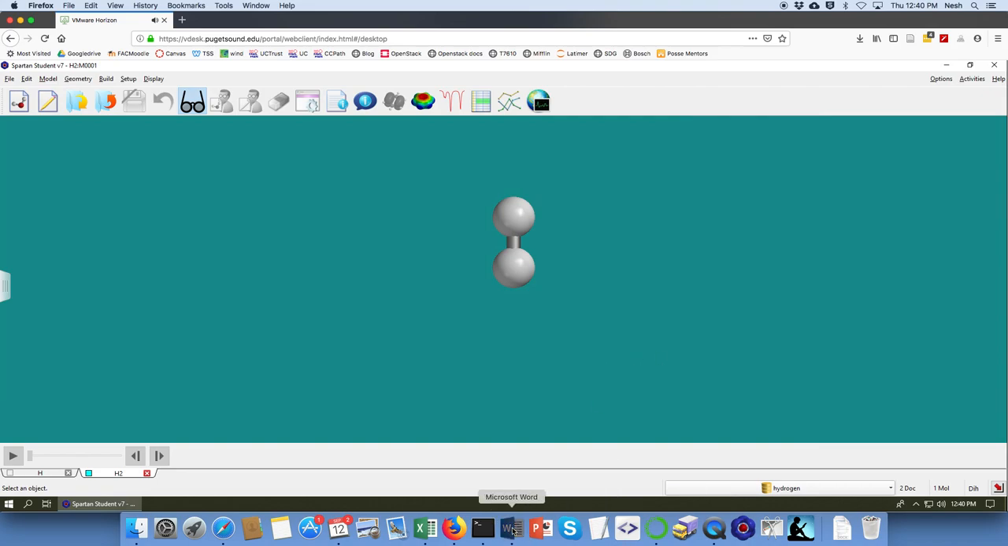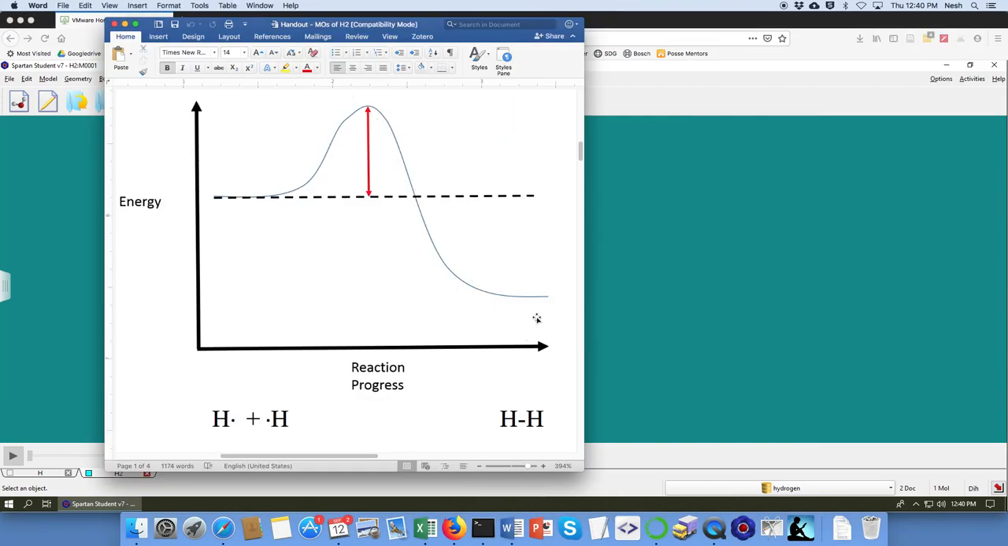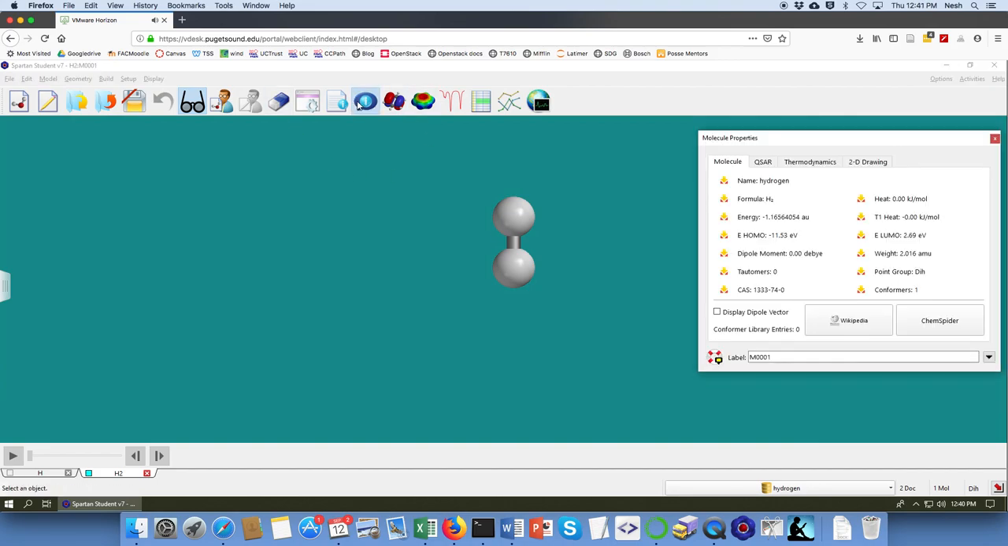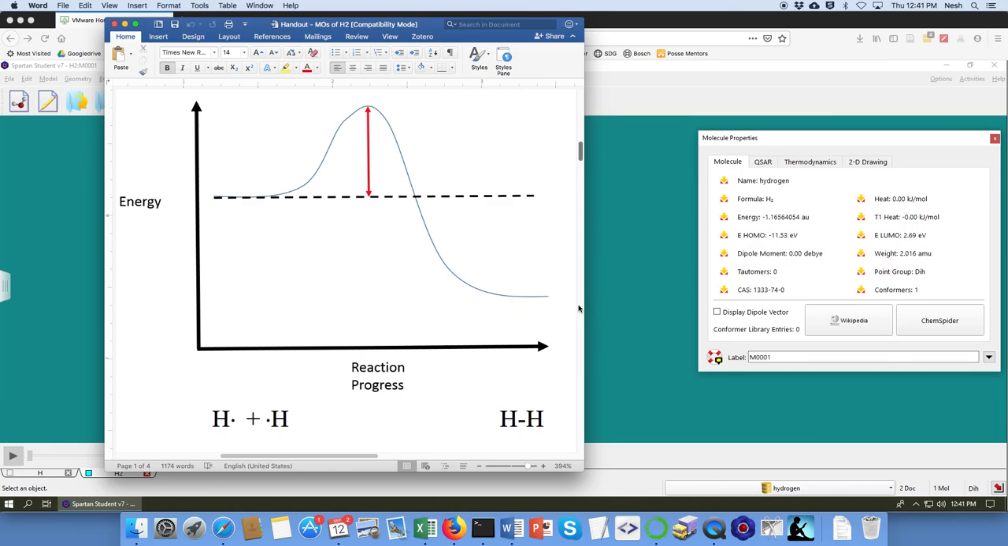And again, what we're looking for now in this diagram is this energy, which will just be the energy of a hydrogen molecule. Okay, that's done. So now I can go over here, and I can see that that's -1.16 or something atomic units. So that's what's going to go into that lower right part of that reaction progress diagram.